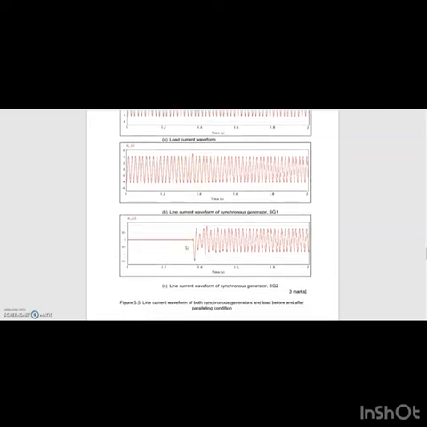After this waveform, for the line current waveform of synchronous generator SG2, the waveform shows that there is no current flow until the time reaches 1.36 seconds. But after 1.36 seconds, the current starts to flow, and after 1.605 seconds, the line current starts to flow normally. In here, after this waveform, the current will flow normally.